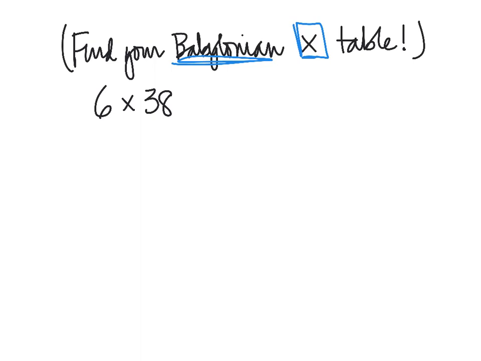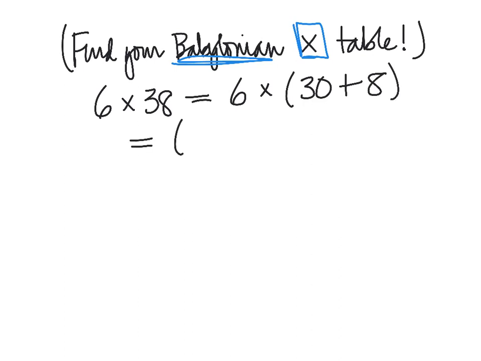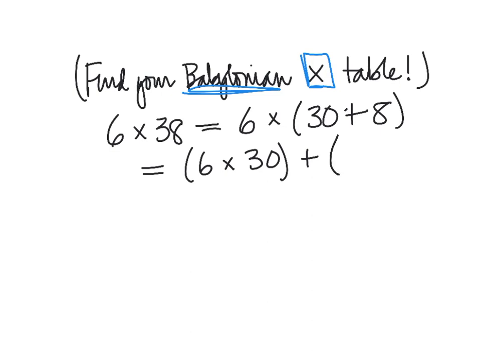But we want to do this efficiently. So just like we learn our normal multiplication tables, we're going to need our Babylonian multiplication tables. But the idea is going to work exactly the same. I can still think about breaking apart my 38 as 30 plus 8. And that still does mean, according to the distributive property, that I'm going to have 6 times 30 plus 6 times 8.